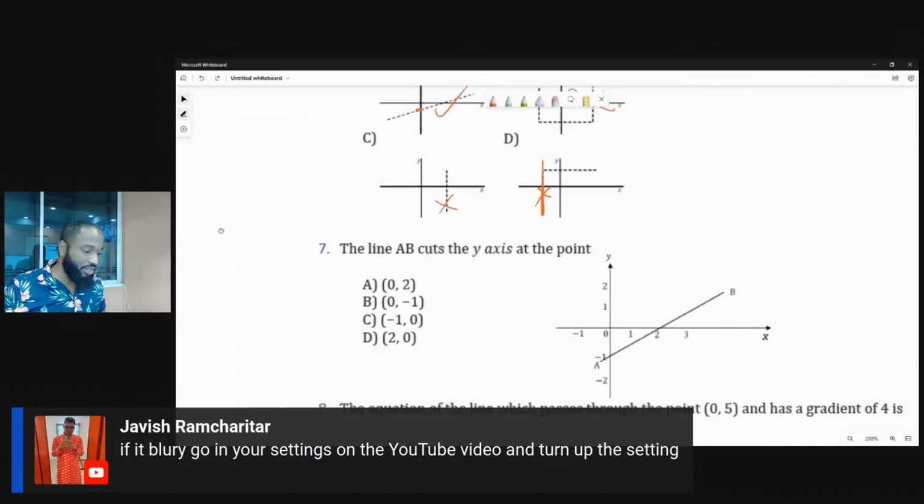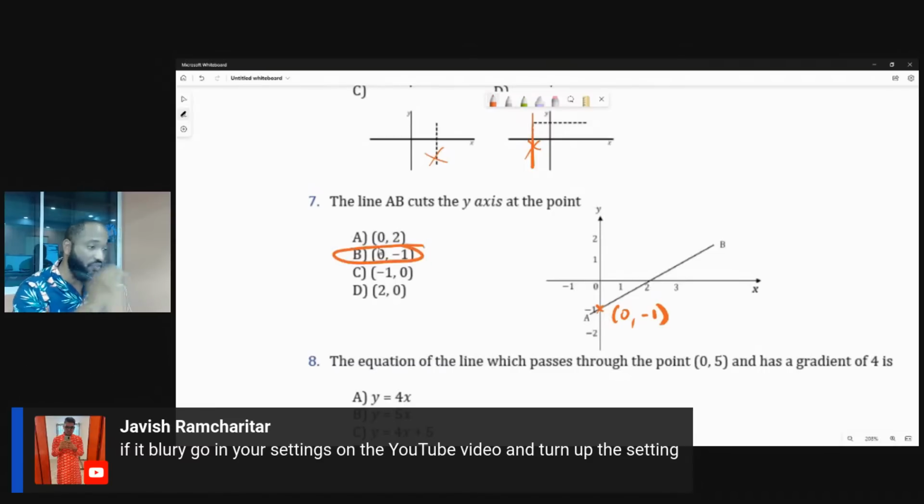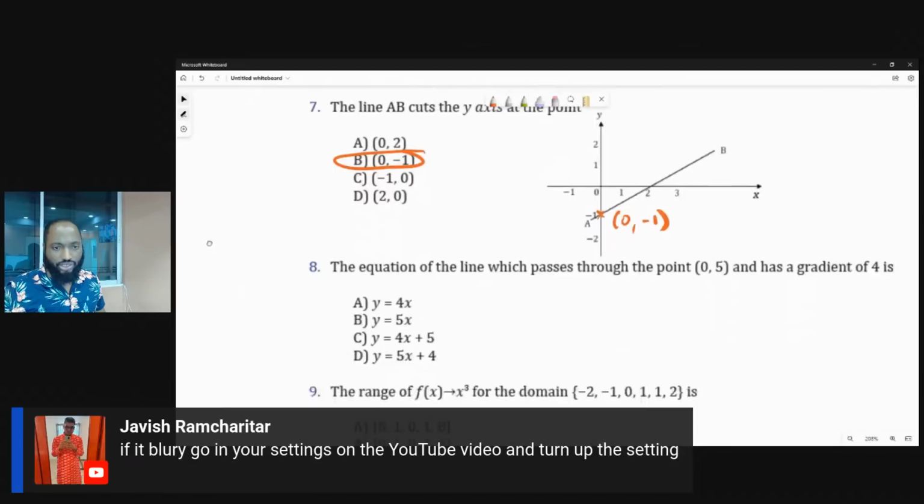The line AB cuts the y-axis at the point right here, and that point is 0 on the x and negative 1 on the y. So who is that? That's B. That one was free marks, right? Free marks. So we're going up to about 20-something questions today.